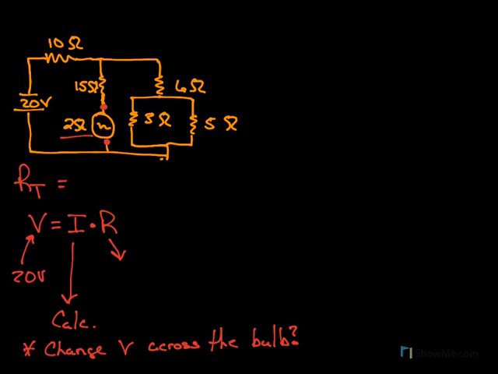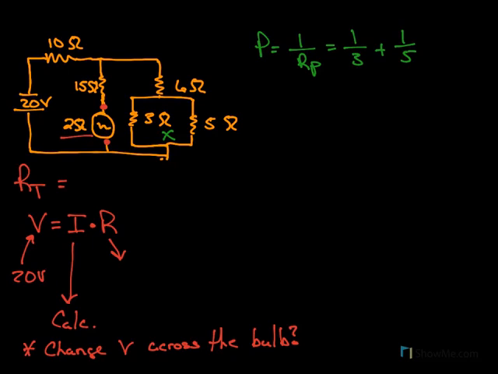So to do that, we have to look at our system, and I'm going to start here, the most complex part of the system. So the first thing I'm going to do is find the resistance of this parallel system here, where I have a 3 ohm and a 5 ohm resistor. So we know in a parallel the resistance is equal to 1 over the resistance of the parallel, which is 1 over 3 plus 1 over 5.